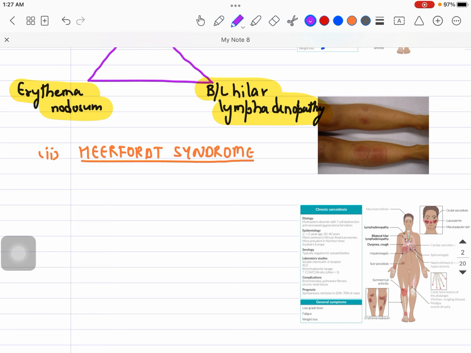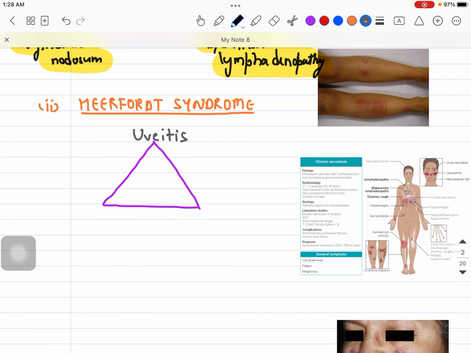Right. Here also you can just remember the triad, very easy. Eye involvement, in which you will see uveitis, uvea inflammation. As far as the parotid gland is concerned, parotitis, right? And another one is seventh nerve involvement, that is the facial nerve. So facial palsy, right? These three features you can appreciate as far as Hereford syndrome is concerned.